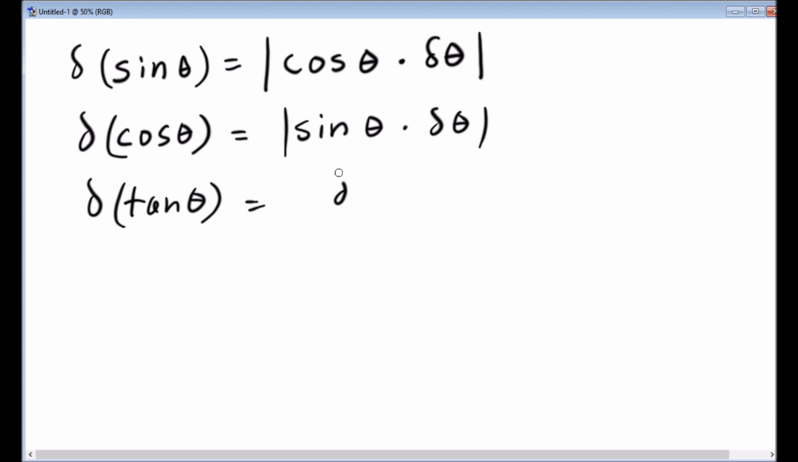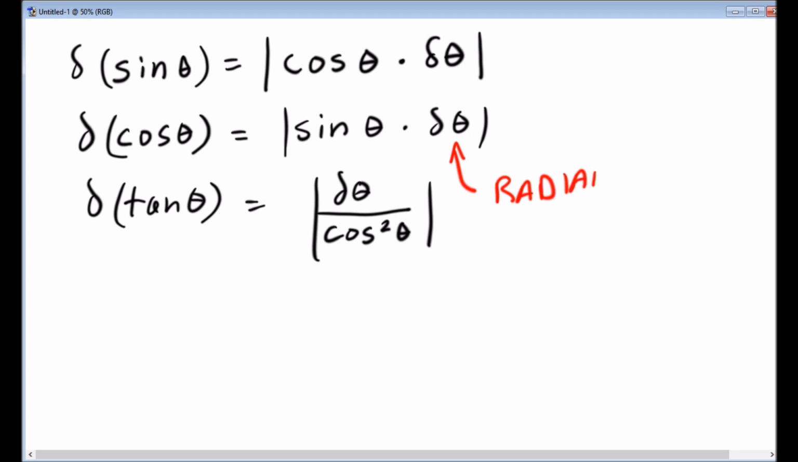it works out to be the uncertainty of the angle divided by cosine squared theta, inside absolute value brackets. Now you can just apply these rules, but one thing that's important to remember is that when you do this, the uncertainty has to be in radians. It must be converted into radians or this won't work. So if you had 5 degrees plus or minus 1 degree, you'd need to convert that 1 degree into radians.